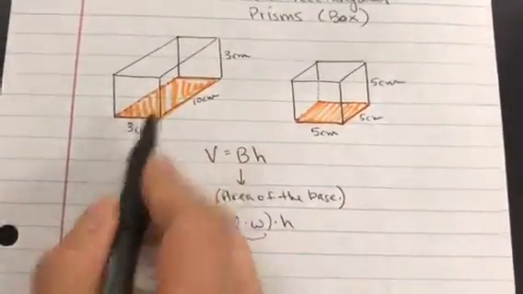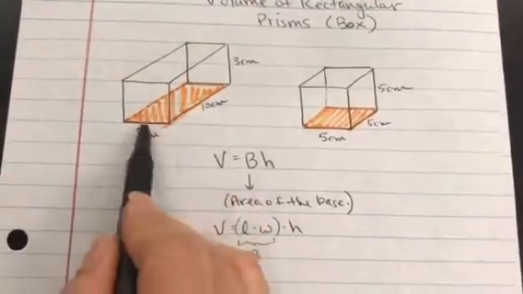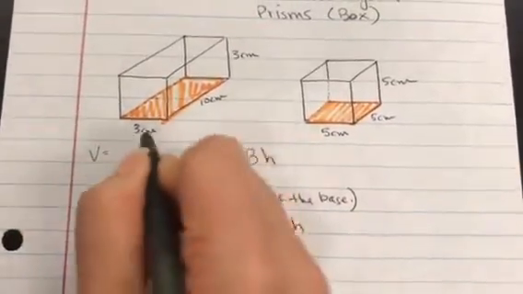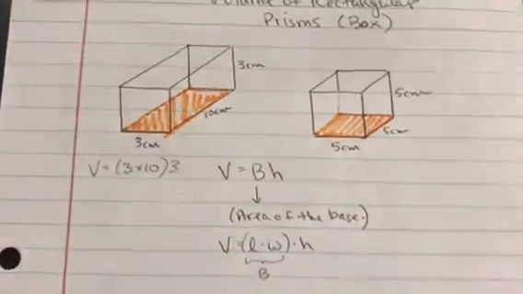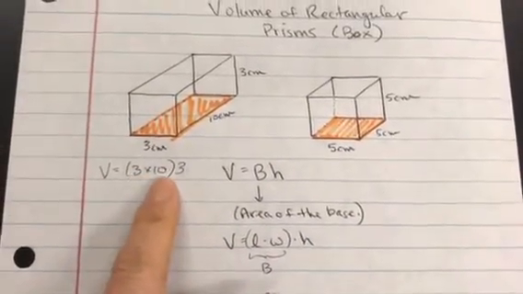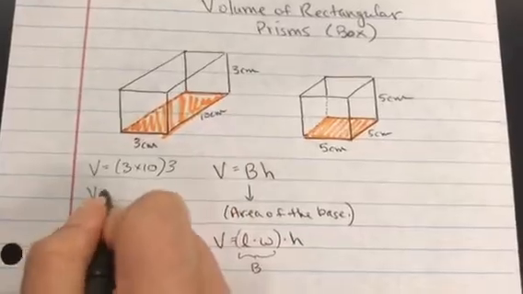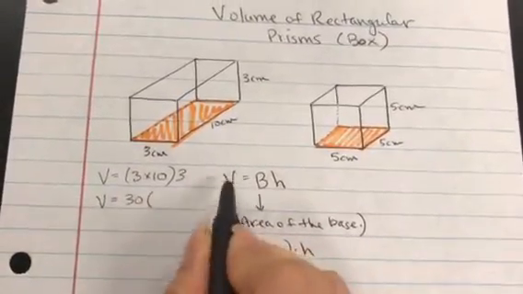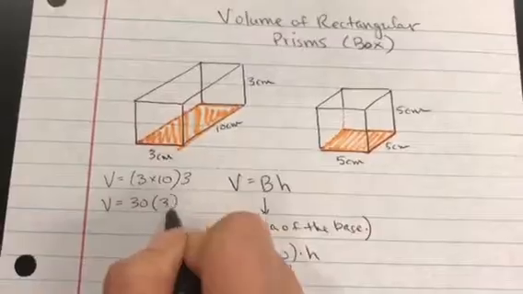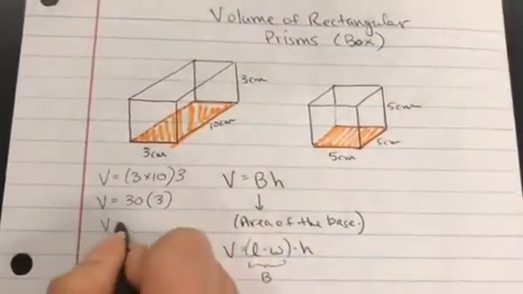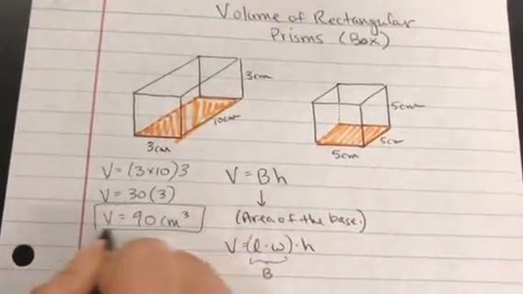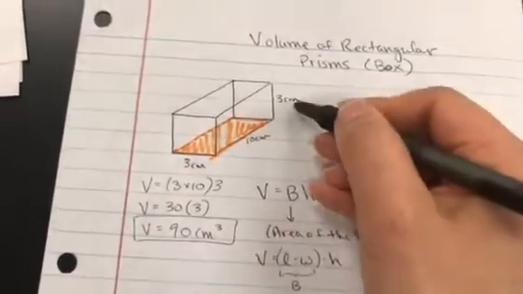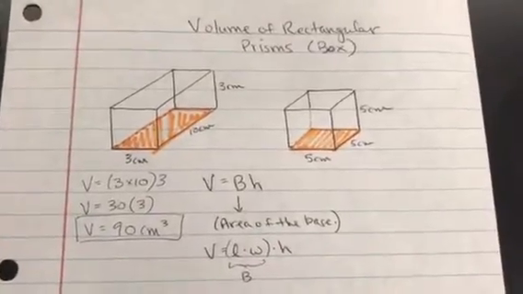All right, so to find this volume, we'd find the area of the base, which is length times width. So the volume here would be 3 times 10, that's the area of the base, and then times the height of the box, which is 3, right? So I plugged in everything. Length times width is 30, so the area of the base is 30. Then if we multiply the area of the base times the height, which is 3, we get that the volume is 90 centimeters cubed. It has to be centimeters cubed because you did centimeters times centimeters times centimeters, so centimeters to the third power, okay?